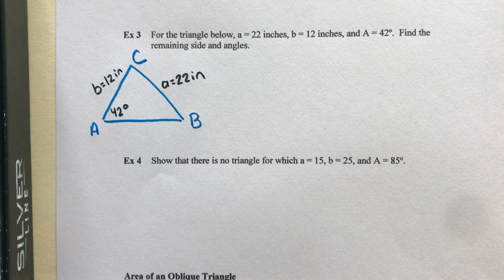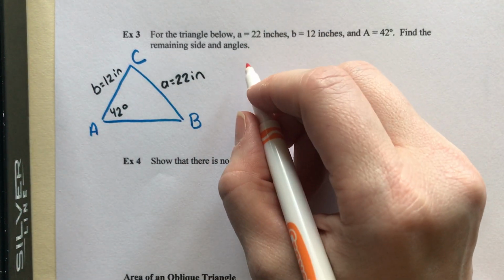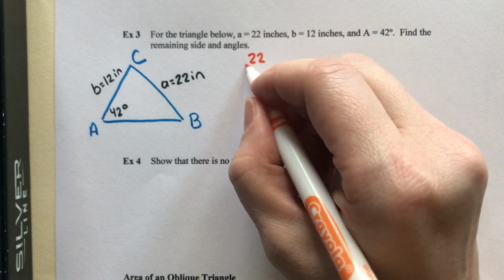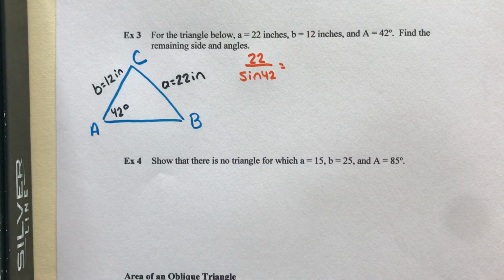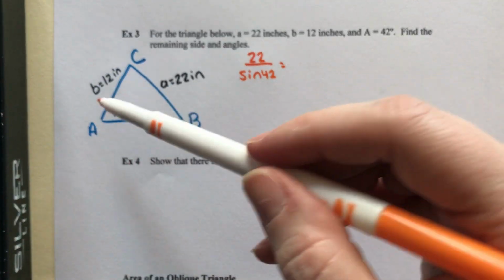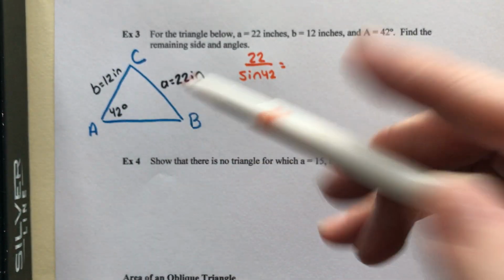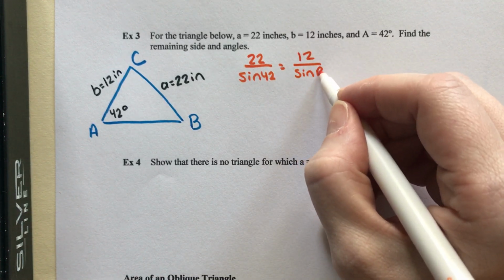Okay, so I just gotta look. Do I have one combination completely filled out? And I do, I know all of A. So I'm gonna use A over the sine of A equals. So I can't solve for B or C because I don't have anything of C, but I do have something of B. So I'm gonna do B. B, which is 12, over the sine of B.